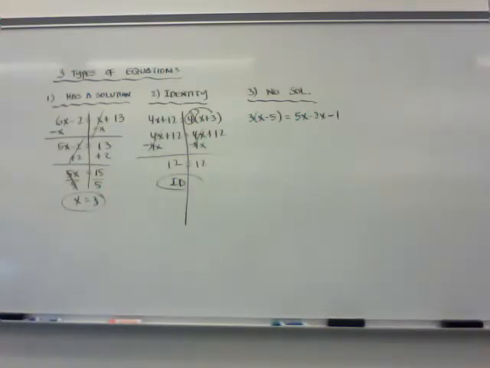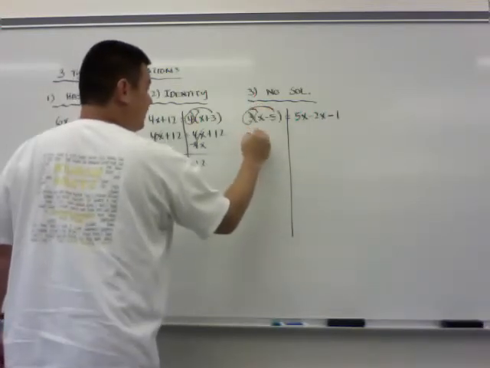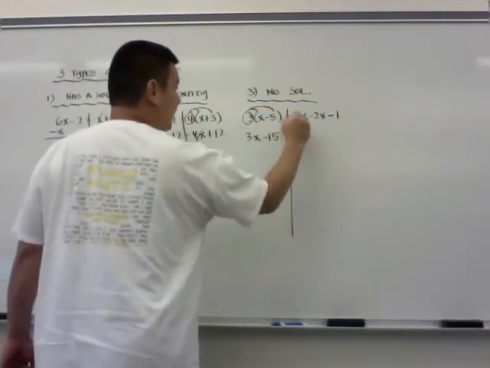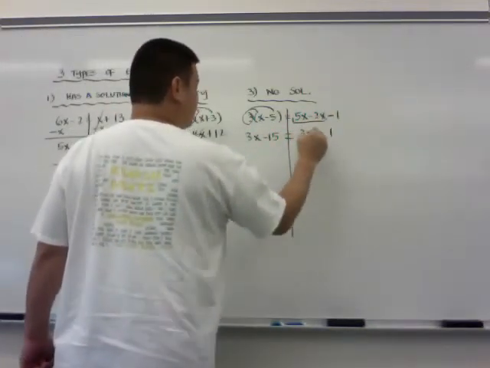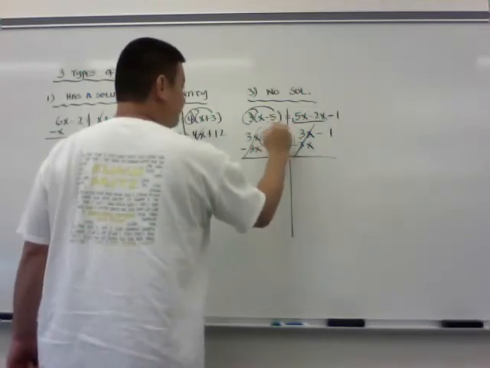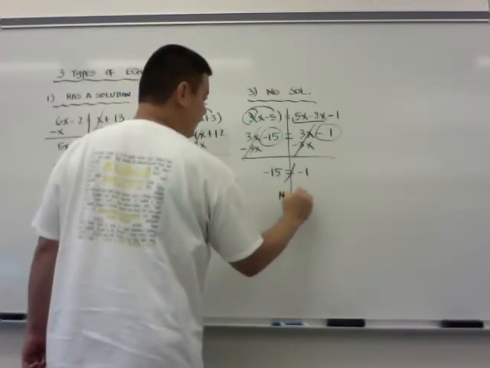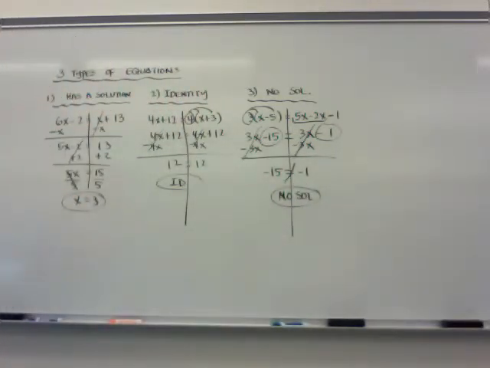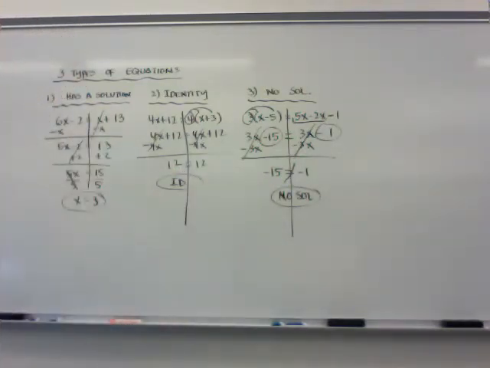Okay, and my last example, if I draw a line down here, I need to distribute this, and I get 3x minus 15 is equal to, and if I combine this side, 5x minus 2x is 3x, minus 1. When I subtract 3x from both sides, I get 0, 0. I drop down the negative 15 is equal to negative 1. That is not true, so my answer would be a no-so. So you're either going to get a solution, or it's an identity, or it's a no-so. Please don't put x equals 3 identity or x equals 3 no-so. That's not true. You're only going to get one or the other.